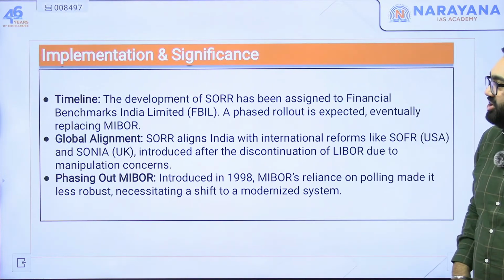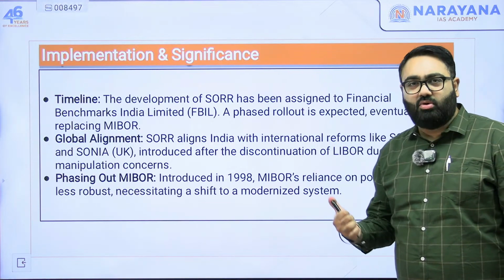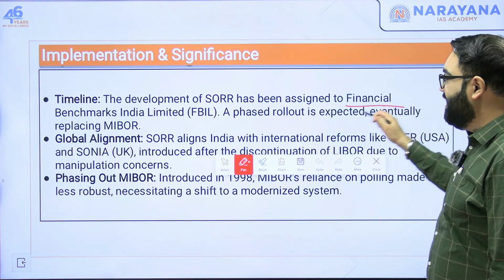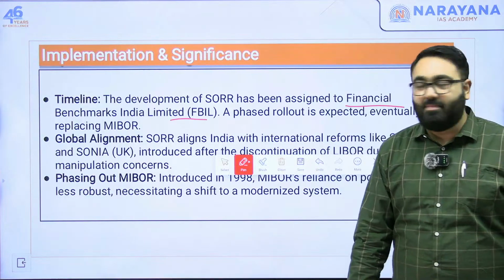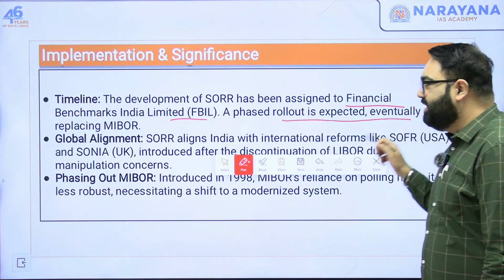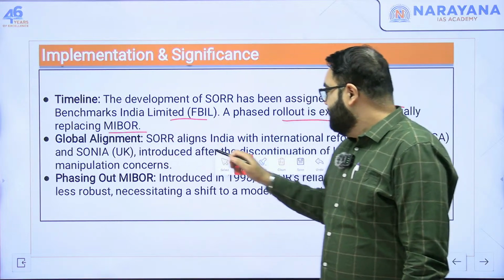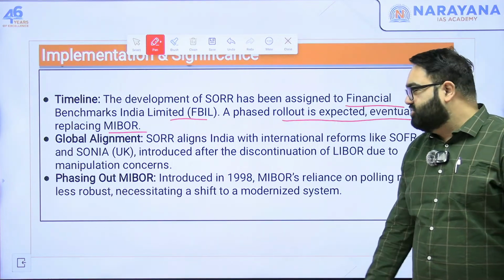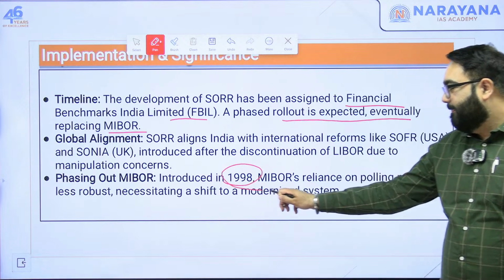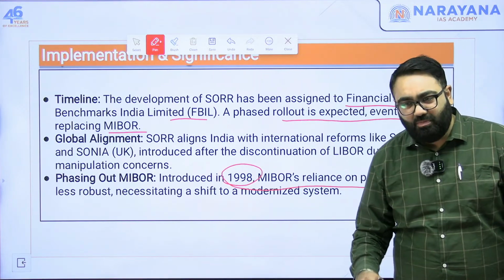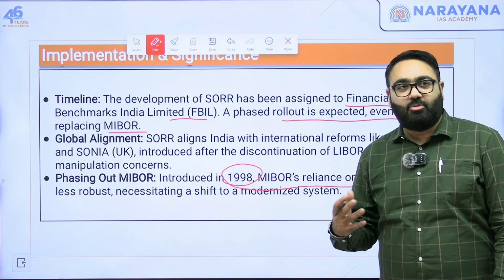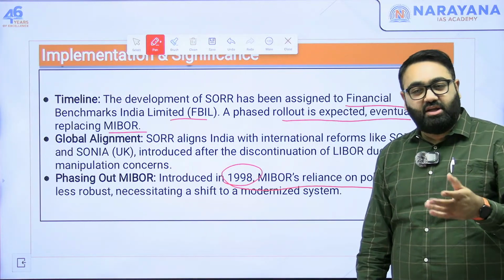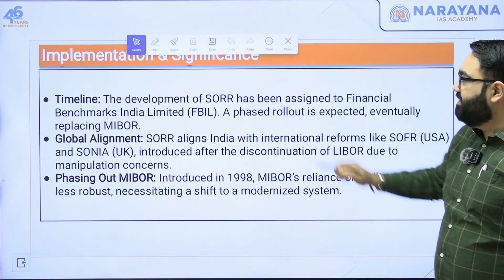This is the timeline for implementation. The responsibility to implement this in the long run, and to develop this, is given to FBIL, again Financial Benchmark India Limited, that was established by RBI. Its rollout is expected eventually. It will replace MIBOR, again eventually, not right now. Similar kind of things happen in other countries, in US, UK, etc. MIBOR will be phased out eventually. It was introduced in 1998, but it has not led to a much efficient system. Again, it's subject to manipulation. The banks can manipulate it. They can form a cartel, and then they can decide if we want to increase or reduce the rate. That is why it's not the best way forward.